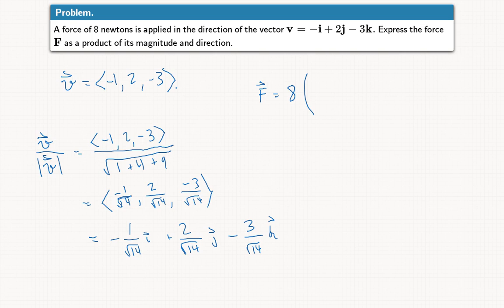The force is a magnitude of 8 times the direction vector, this unit vector, negative 1 over root 14 i plus 2 over root 14 j minus 3 over root 14 k. And that's our answer.